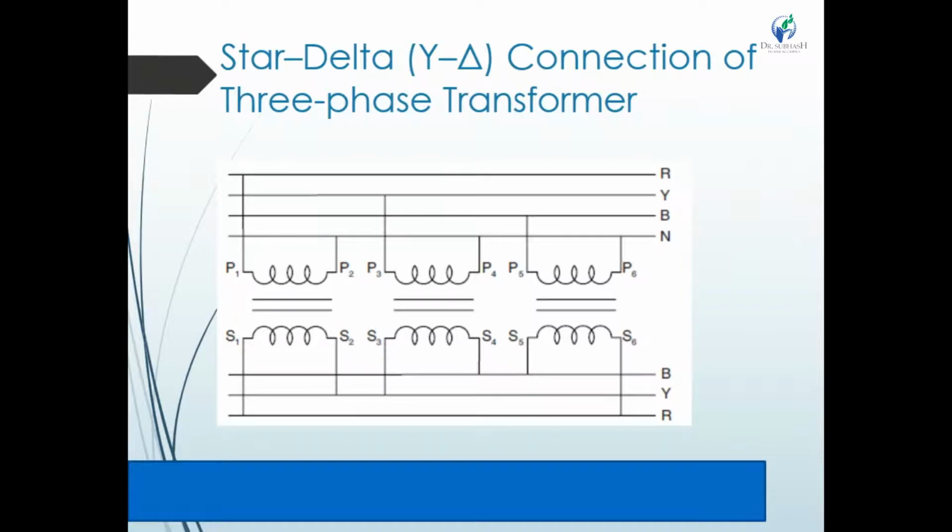The ratio of secondary and primary line voltage is 1 upon root 3 times the transformation ratio of each other. The phase shift between primary and secondary line voltage is 30 degrees. This is called 30 degree angle displacement. Hence, a star delta bank cannot be connected in parallel with a star star or delta delta bank. The third harmonic current will flow in the delta to provide the sinusoidal flux.